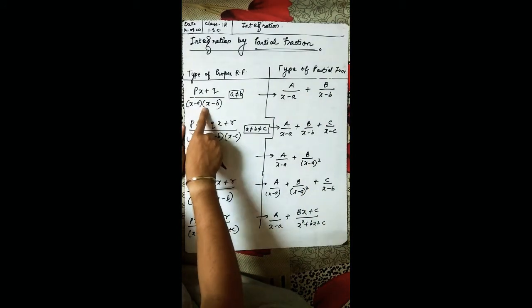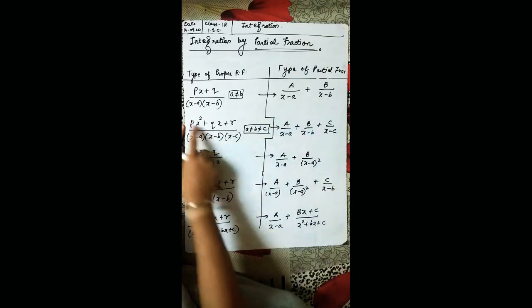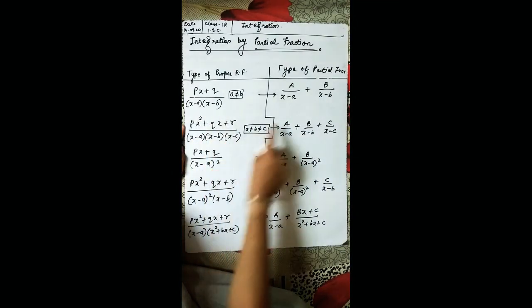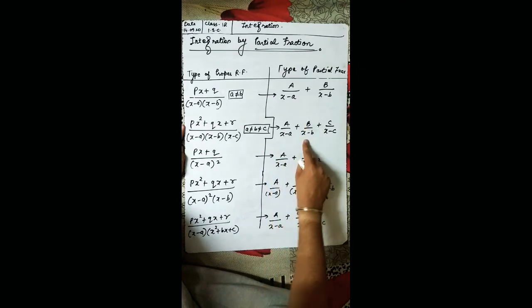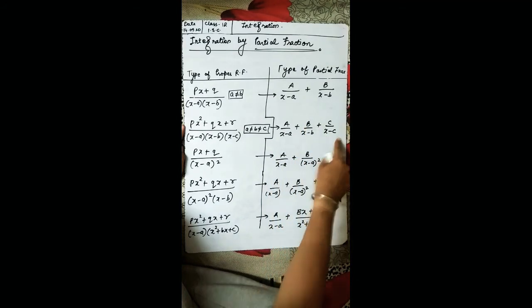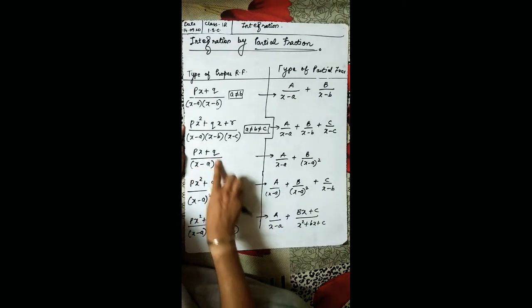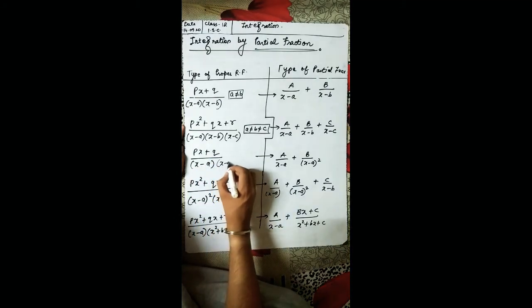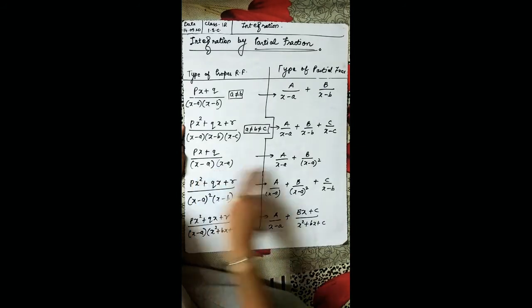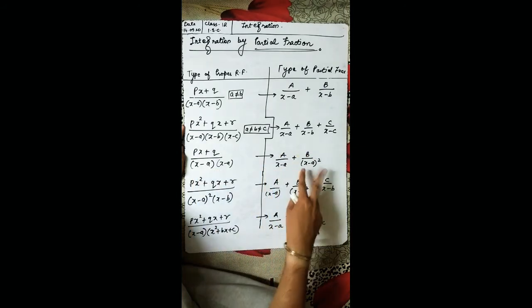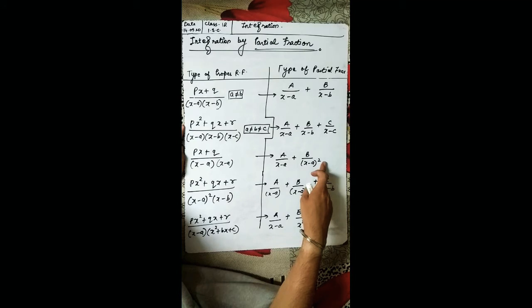If you have such a case, then you have to use this. If you have such a case where in the denominator three factors are there, it is A upon x - a plus B upon x - b plus C upon x - c. If you have the linear repeated case, repeated means actually x - a into x - a, so it will be A upon x - a plus B upon (x - a) square. You have to use the whole square.